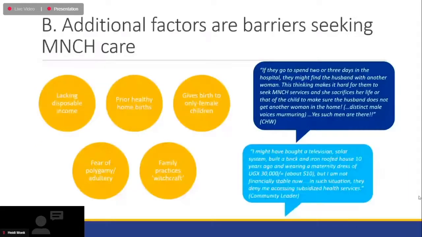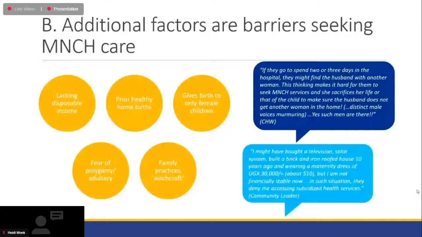Then, there were additional factors that were reported, which are barriers to MNCH care. Factors including the lack of disposable income, things like women who have had prior home births, prior healthy home births, and tend to think that even the next birth is going to be healthy. And women who live in households where there is a practice of witchcraft, such factors would make women vulnerable as far as access to MNCH services is concerned.